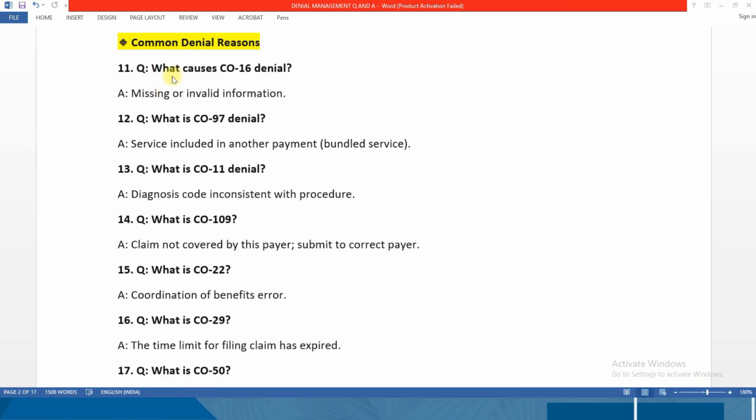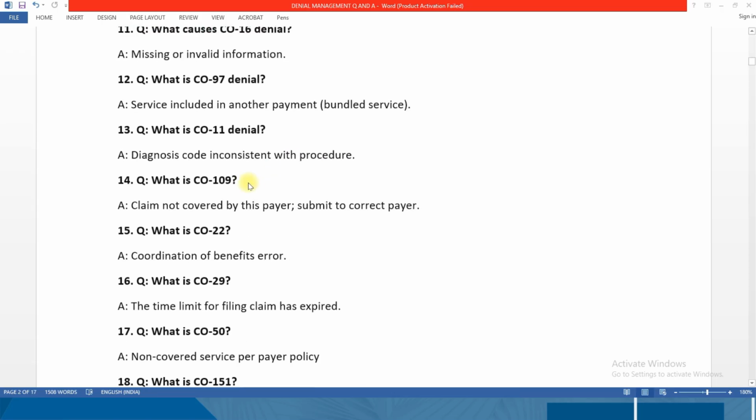Now we will see common denial reasons. What causes a CO16 denial? Missing or invalid information. What is a CO97 denial? Services included in another payment, so basically it is a bundled service denial. What is a CO11 denial? Diagnosis code inconsistent with the procedure, so this is the medical necessity denial. What is a CO109 denial? Claim not covered by this payer. Submit to the correct payer.